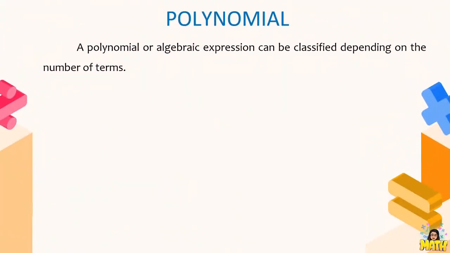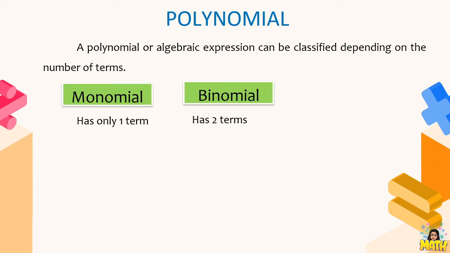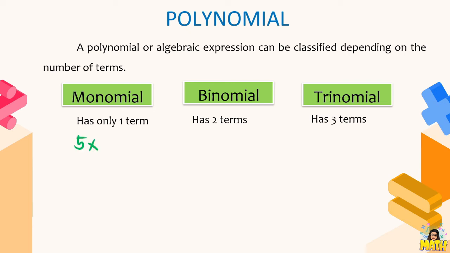So, a polynomial or algebraic expression can be classified depending on the number of terms. If we have an expression which has only one term, that is called monomial. Kapag 2 terms na, that's binomial. And if we have 3 terms, that's trinomial. If we have 5x only, this is considered one term. This is a monomial. Another one, 7, has no variable, which means this one is a constant term. This is still considered as monomial.